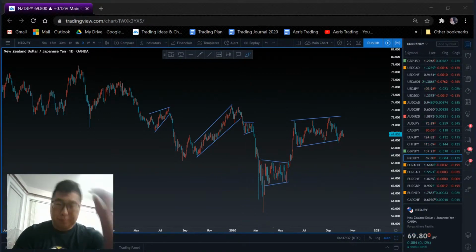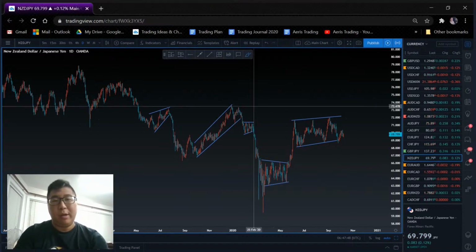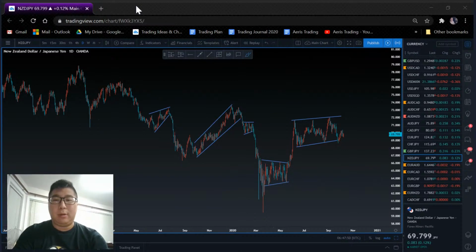So look for similar setups, similar price action and structure, and continuously look in different markets and different pairs, so that your brain is programmed into thinking, the next time I see something similar, I'm going to get ready to execute it. Okay.